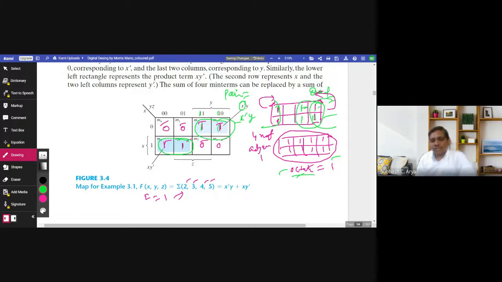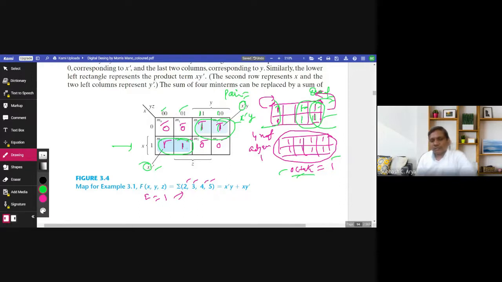Similarly, go for the second pair. If we look row wise, x is common, so we write here x. Column wise, y bar is common, so we write here y bar. For z, one time it is z bar, another time it is z, so that is cancelled. So we do not take it.